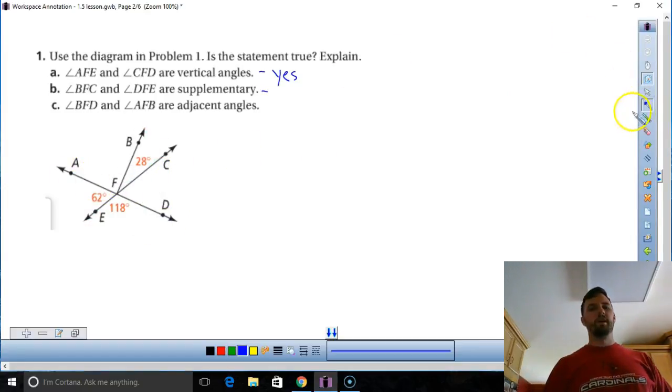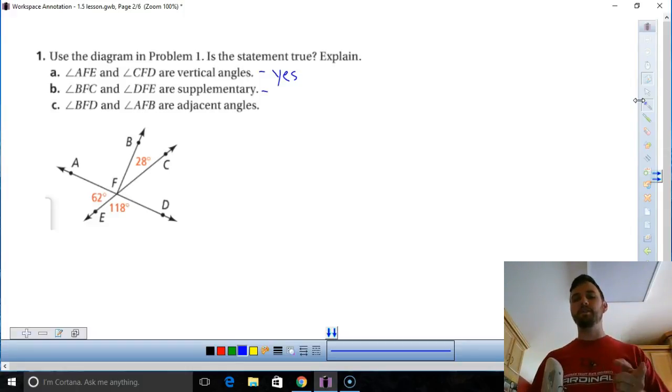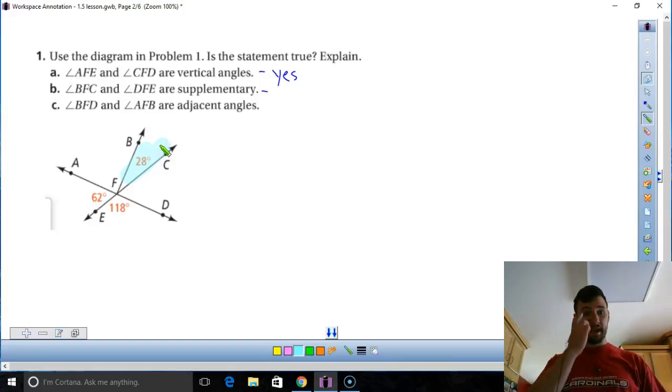Next one. Are BFC and DFE supplementary? Supplementary, as we recall from learning 2 minutes ago, means 180 degrees. Well, these add up to 180 degrees, all right? So let's see here. BFC is 28 degrees. And DFE.